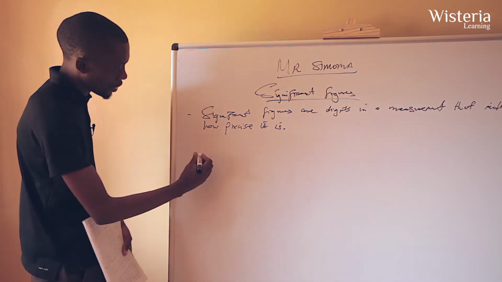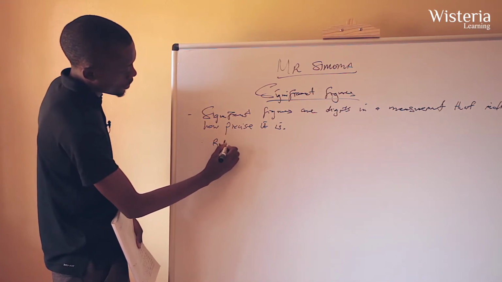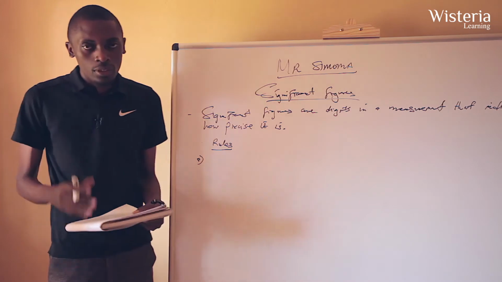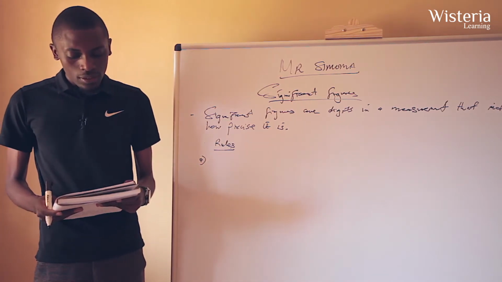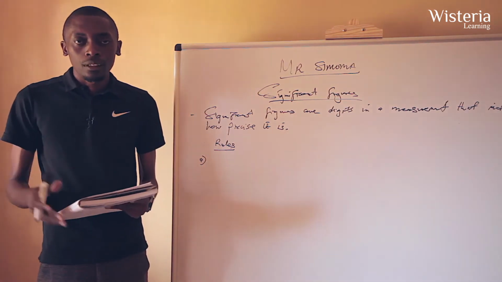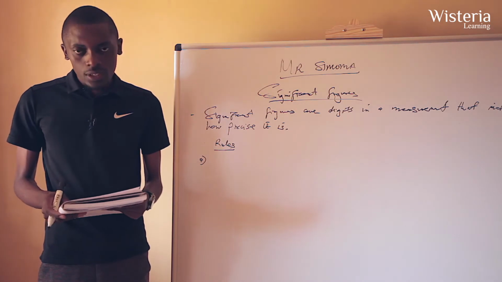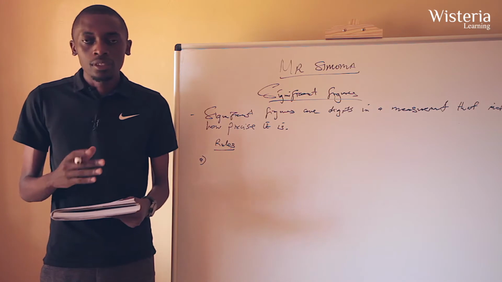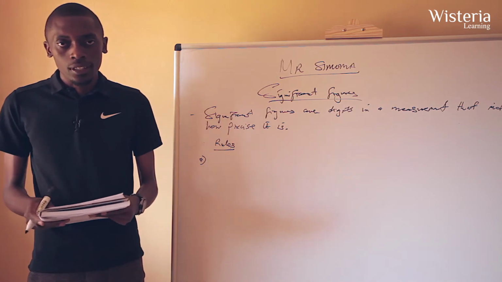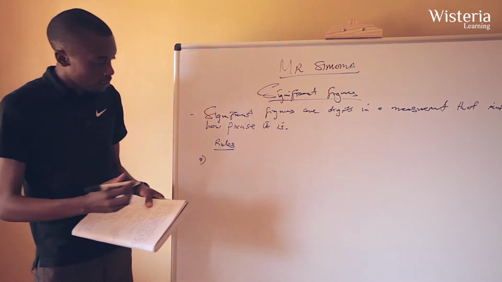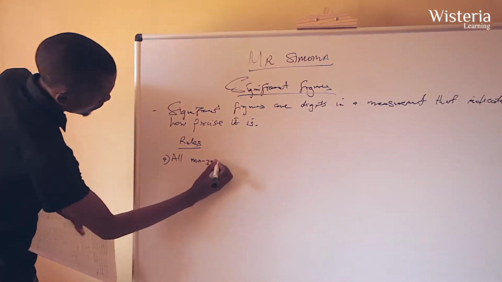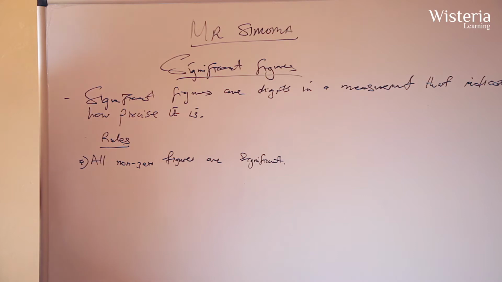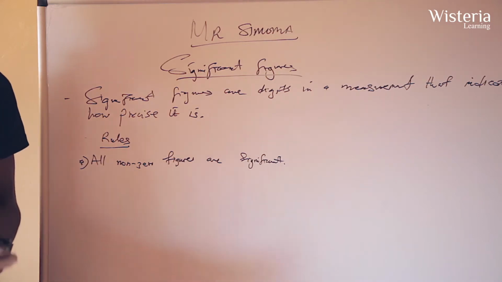So, we're going to look at important rules that will enable us to understand how significant figures are dealt with. The first rule says that all non-zero figures in a measurement are significant. They are important. So we're going to write that down. Okay, all non-zero figures are significant.